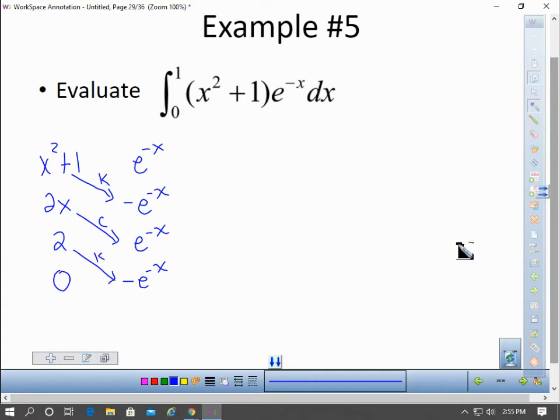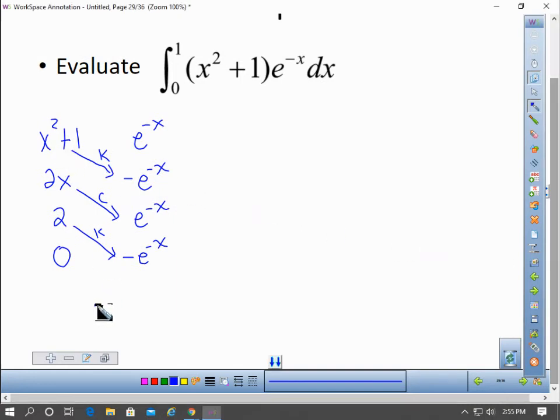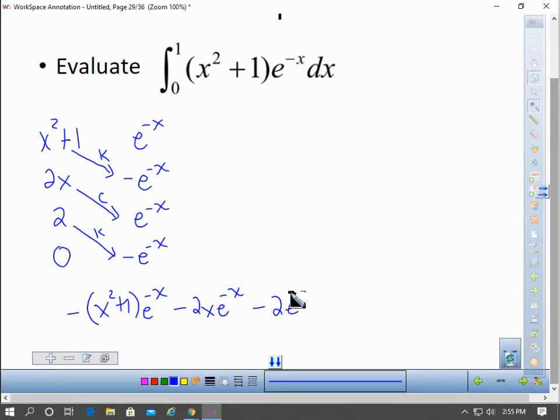So what do we end up getting? We've got x squared plus 1 times negative e to the negative x. Then here we change our sign, so that's negative 2x e to the negative x. Then here we keep our sign, so that'll be negative 2 e to the negative x. If I was doing a regular problem, I would put a plus C on this and call it a day, but we are doing definite integration this time, so I need to put my little bracket. My limits of integration are 0 to 1.